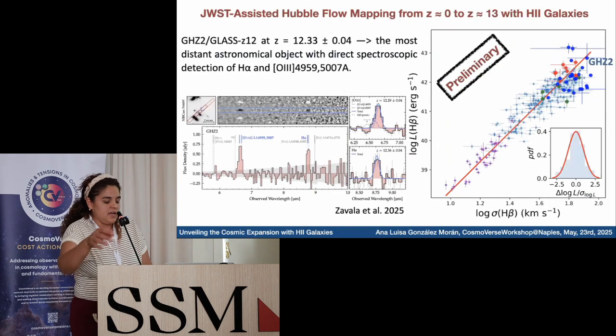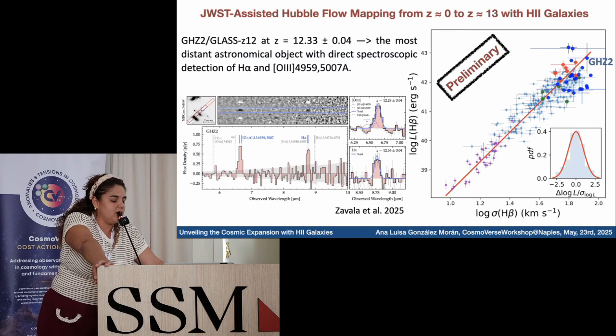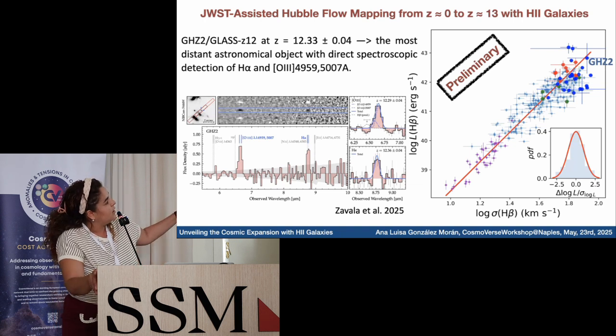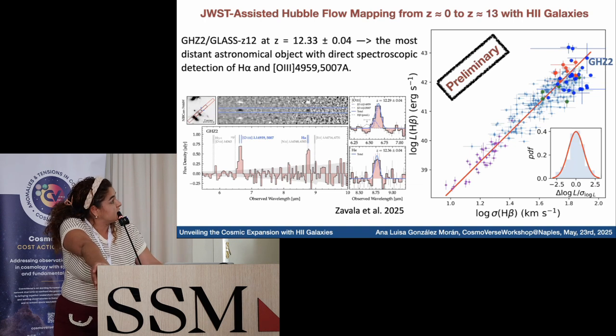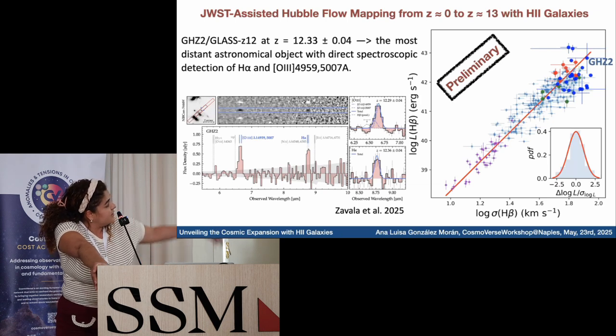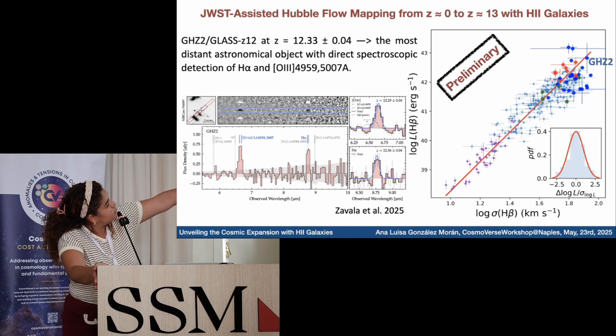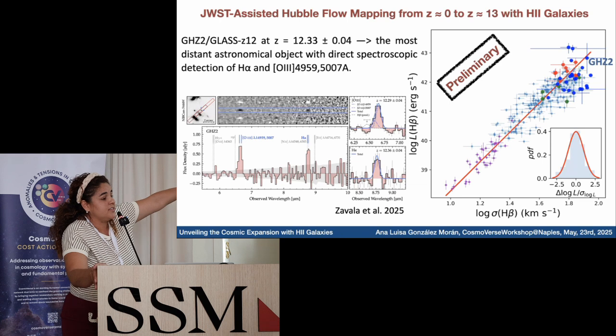And just to finish, I would like to comment that we started to collaborate with Jorge Zavala in order to also use ALMA synergies with the James Webb Space Telescope. And here I show you the most distant astronomical object with direct spectroscopic detection of emission lines, H alpha and oxygen III. In the top panel, you can see the 2D spectra. In the bottom panel, you can see the 1D spectra. In the right panel, you can see the profiles of oxygen III and H alpha.